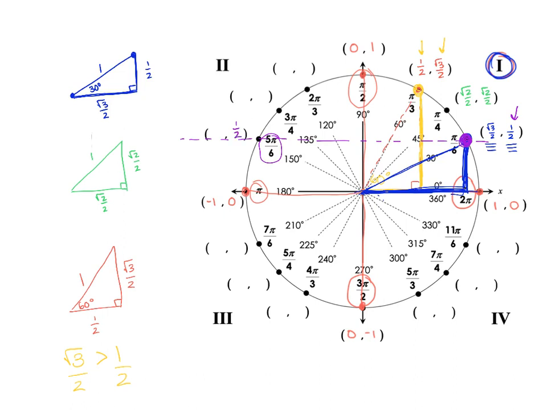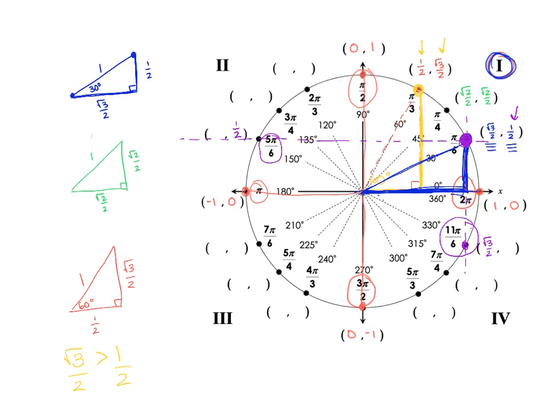We can do the same thing with x. I'm going to drop a line straight down, and what you're going to see is that that line straight down goes through 11 pi over 6. These 2 points have exactly the same x value. That's our square root of 3 over 2.